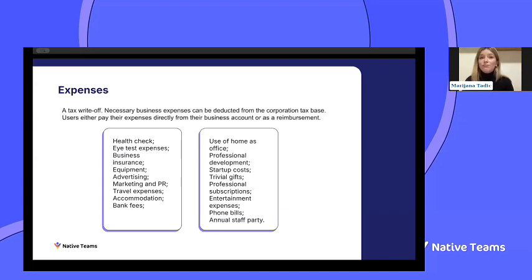If you need to travel throughout the UK, or wherever in the world, you're entitled to travel expenses, of course accommodation expenses, bank fees, and also use of home as office in the 21st century after COVID. Professional development, of course: if you need some education in order to conduct your business better, this can also be treated as a business deductible expense. Startup costs, professional subscriptions, entertainment expenses, phone bills, annual staff party, etc.